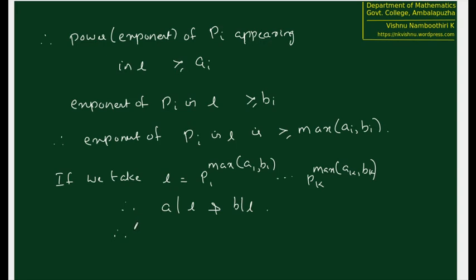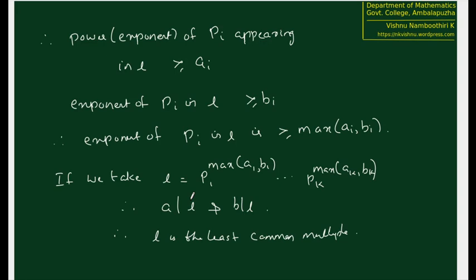Therefore, there is no possibility that anything less than L is going to be a common multiple, because of the prime conditions. Therefore, L is the least common multiple, because the justification is the following: if A divides L and B divides L, that means L is a common multiple of A and B, then definitely the least power of Pi required in L is the maximum of Ai, Bi.